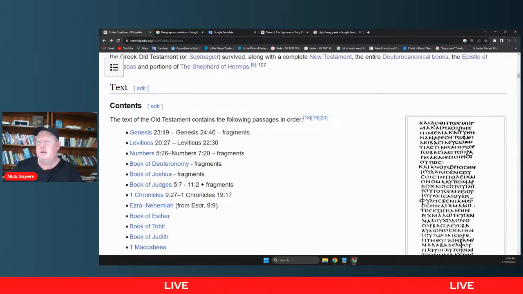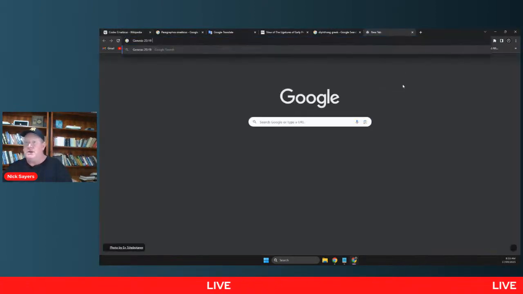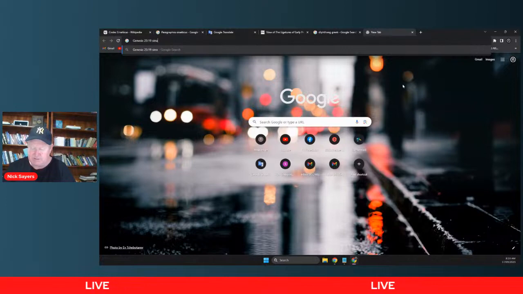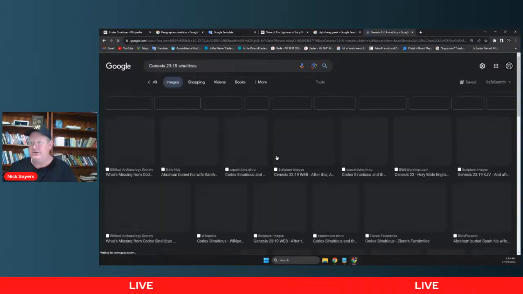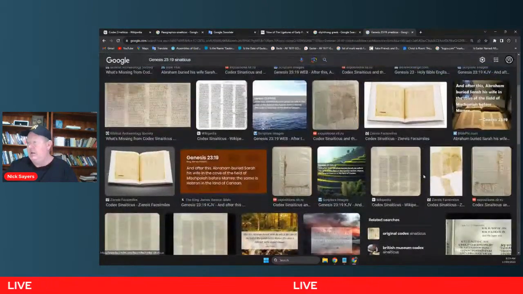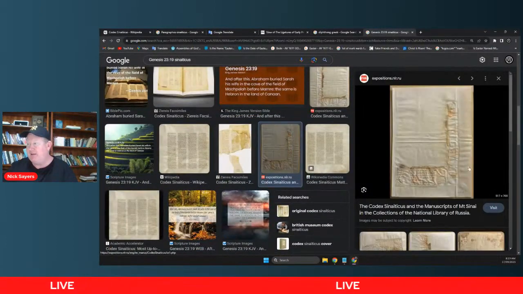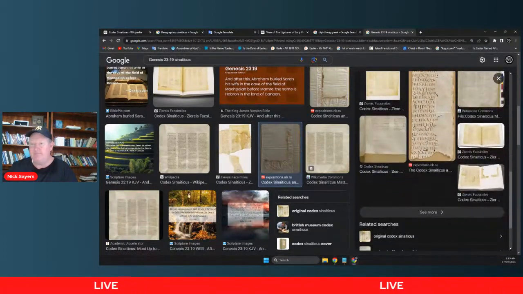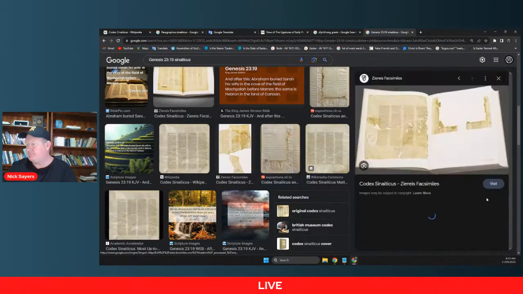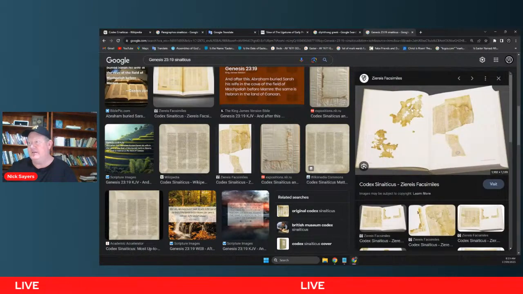Maybe I can even go there. Might even have a picture of it. Sinaiticus, images. So you might get something like this, broken bits. So fragmentary just sort of means it's a bit like this. There are bits of it. Okay.